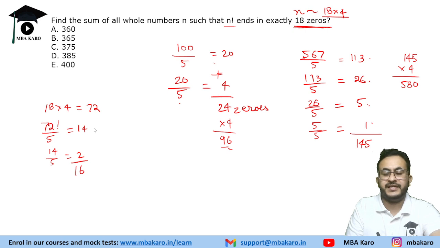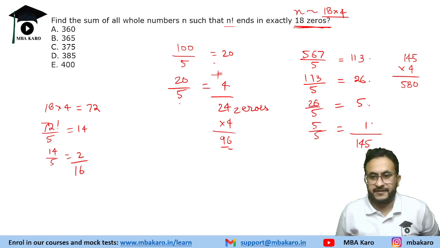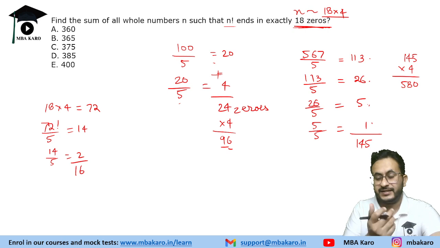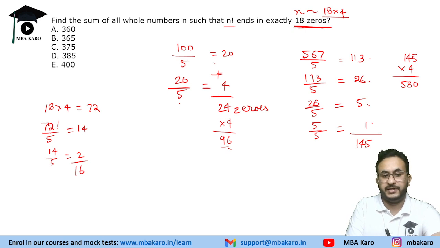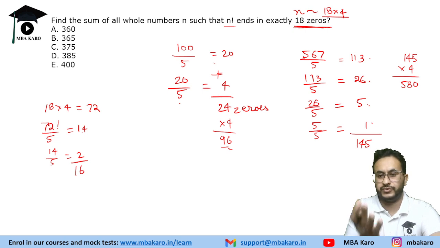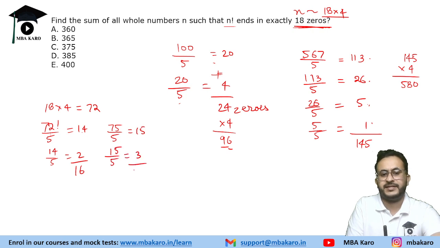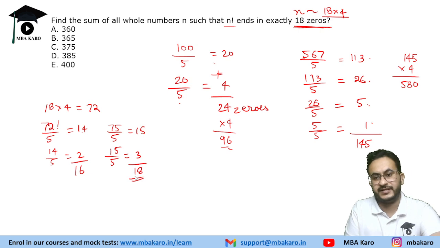Now next, every multiple of 5 we will check. Why multiple of 5? Because that gives you a number divisible by 5. Like 14 को 15 बनाना है तो क्या करना पड़ेगा? 72 को उससे बड़ा next number लाना पड़ेगा 5 का multiple. So we will check with 75. 75 by 5 is 15. Then 15 by 5 is 3. Now does it make sense? Yes, it gives us 18 as the answer.